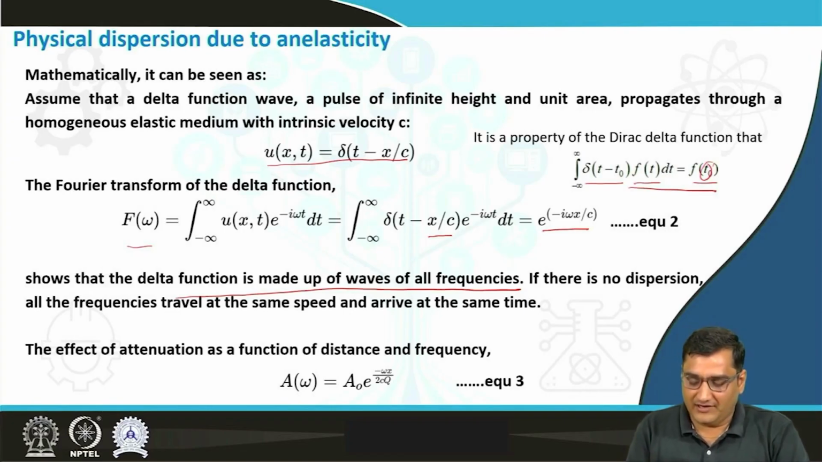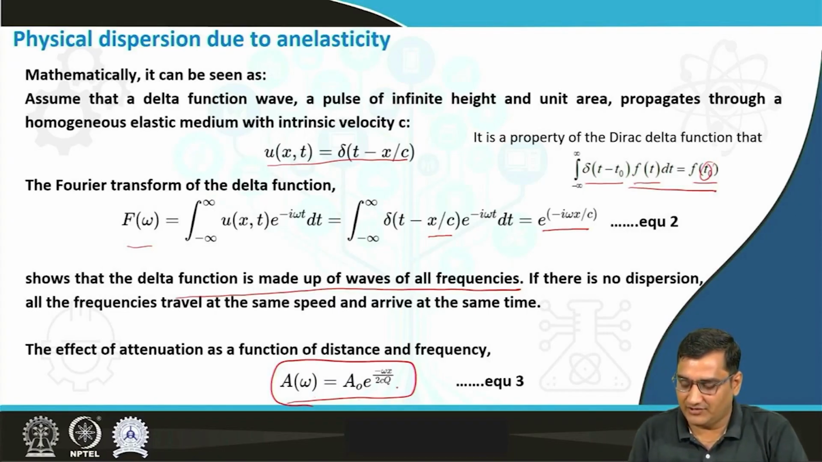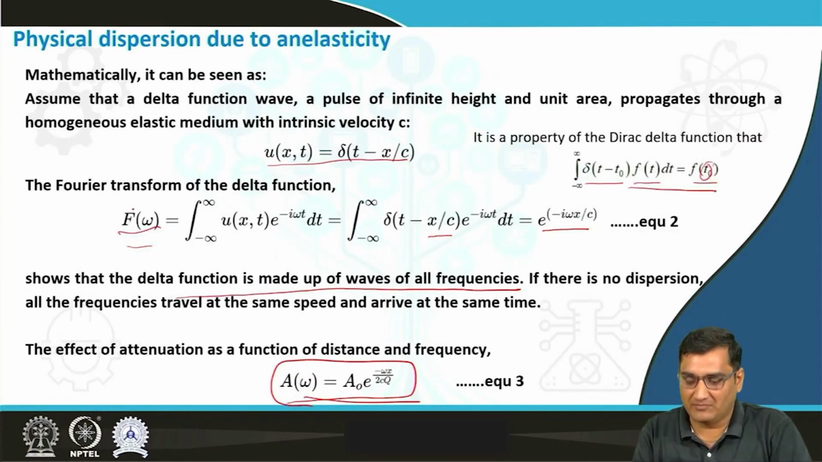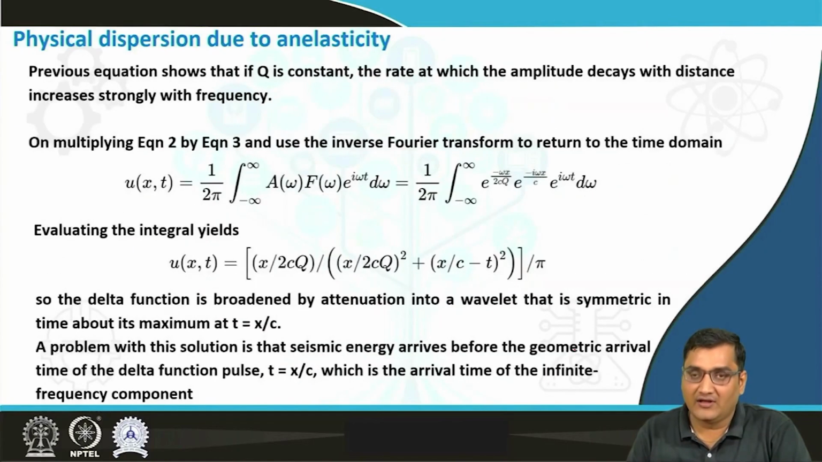The effect of the attenuation as a function of distance and the frequency can be written something like this, in terms of the amplitude as a function of frequency: A equals A naught e to the power minus omega x by 2cQ. And the complete solution we will find after taking the product of both of these expressions. The final solution will be given after you multiply equations 2 and 3, and then we will use the inverse Fourier transform to return to the time domain.